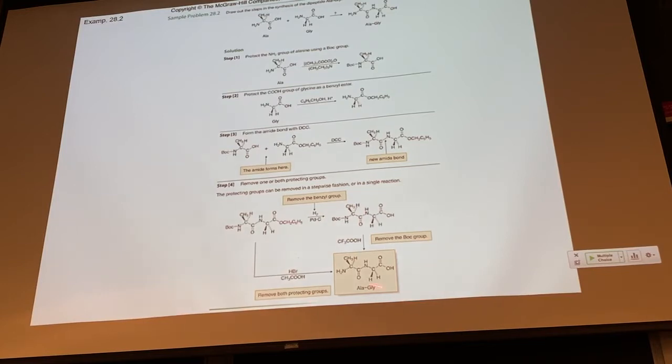But then here, if you really wanted to remove both protecting groups, you would do it in one step. You would just expose this peptide to HBr. The acetic acid is just being used as a solvent. It's commonly used as a solvent when we use HBr.